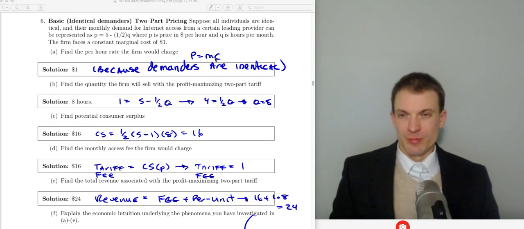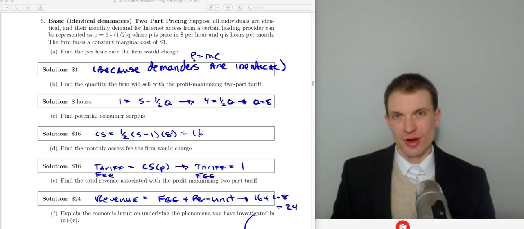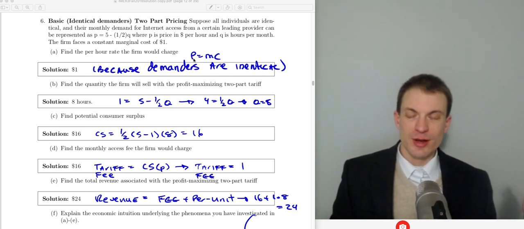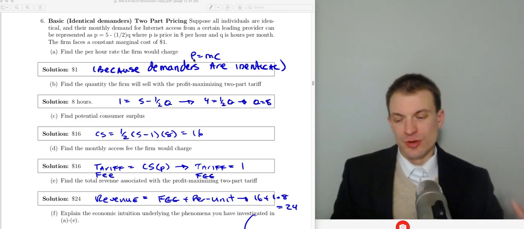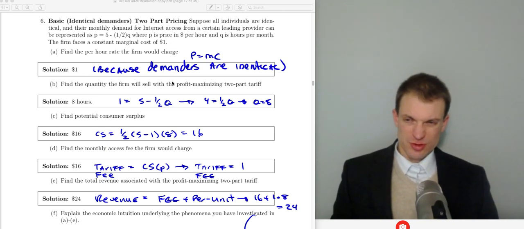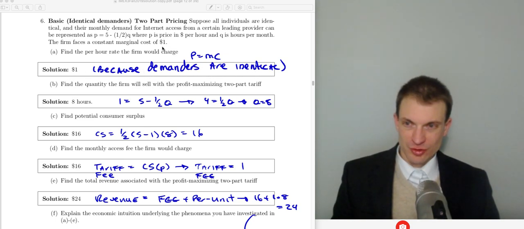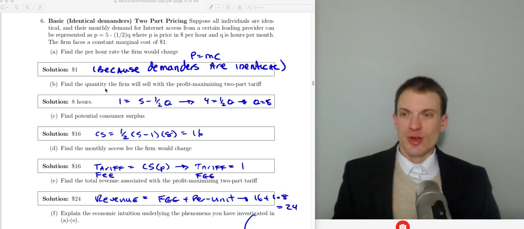So when you have identical demanders for a two-part tariff, you will set price equal to marginal cost. You'll make 0 on the per unit profit side, and then you'll fully extract consumer surplus by setting the fixed fee equal to whatever that is. That's the structure of what happens here. So because demanders are identical, we'll set price equal to marginal cost. My optimal per hour rate is just my marginal cost of $1. Find the quantity the firm will sell.